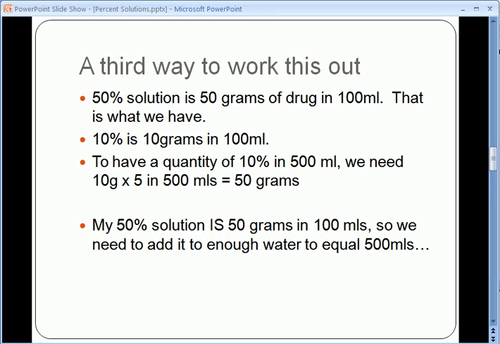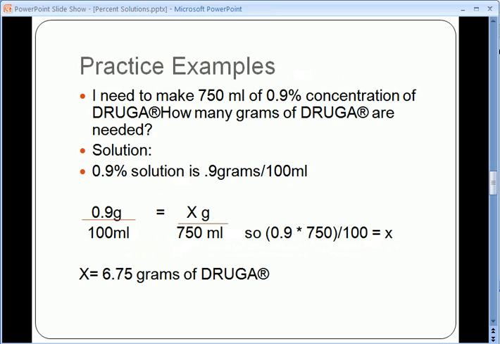Let's try some practice examples. I need to make 750 milliliters of a 0.9% concentration of drug A. How many grams of drug A do I need to do this? Well, a 0.9% solution by definition is 0.9 grams per 100 milliliters. So I set up my ratio. If there's 0.9 grams in 100 milliliters, then there's X grams in 750 milliliters. So cross multiply and divide. 0.9 times 750 divided by 100 equals X. I would need 6.75 grams of drug A.